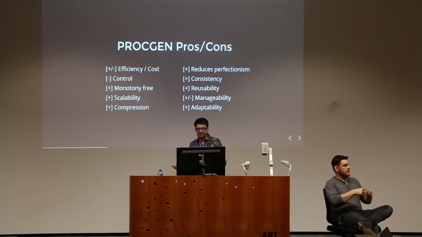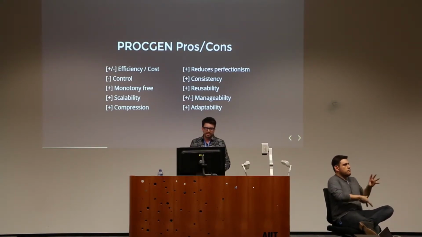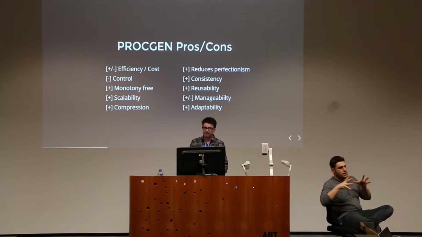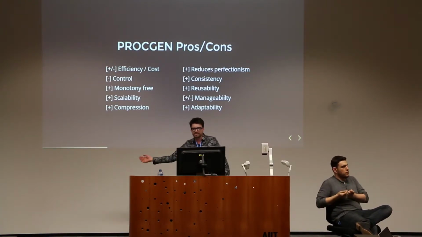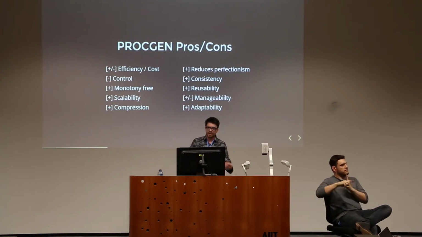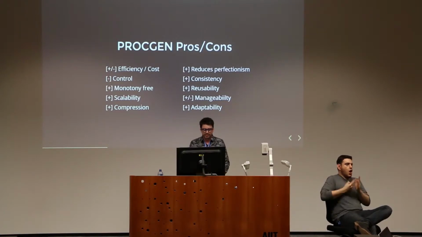Manageability is a plus or a minus depending on the scale. If your project is really small, managing a whole bunch of procedural algorithms and doing the testing for it can be quite a big overhead, whereas the larger the project is, it's a plus because you're not managing thousands and thousands of assets, you're managing the code that creates those.